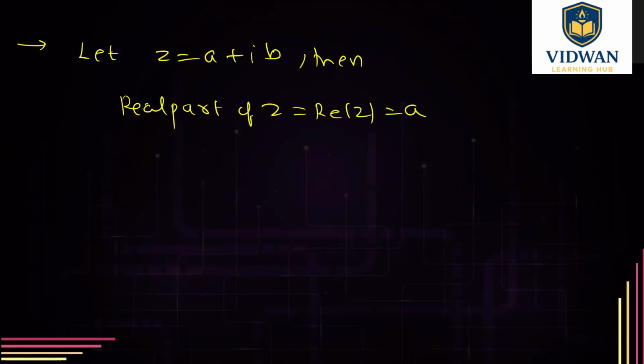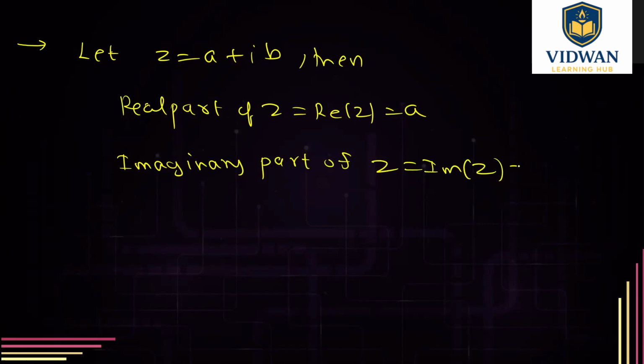And the presence of i makes this imaginary. But when you write the imaginary part, we just write b only. So imaginary part of Z, we can write this as Im of Z, and that we denote with the symbol b. So you can also therefore write Z is equal to real part of Z plus i times imaginary part of Z. This is how you can denote a complex number.